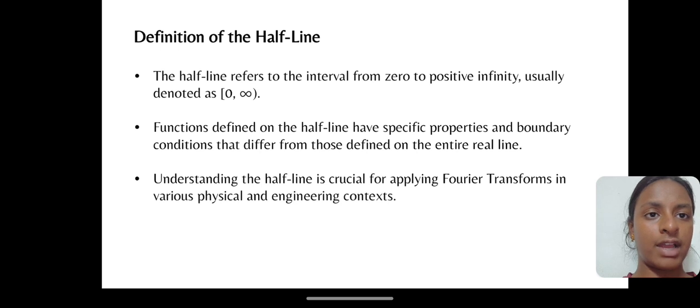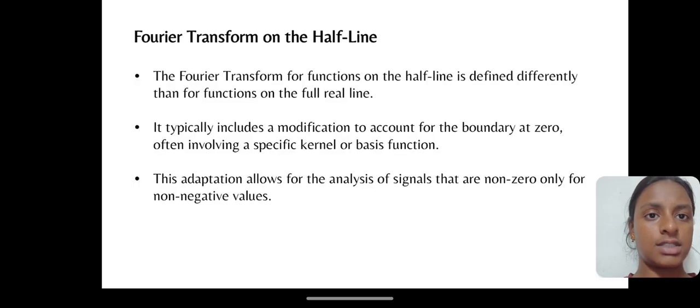Definition of the half-line. The half-line refers to the interval from 0 to positive infinity, which is usually denoted by [0, infinity). Functions defined on the half-line have specific properties and boundary conditions that differ from those defined on the entire real line. Understanding the half-line is crucial for applying Fourier series in various physical and engineering contexts.